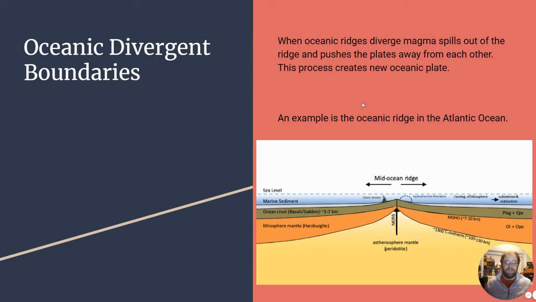Oceanic divergent boundaries are a little bit more common, and where they diverge, magma spills out of the ridge and pushes the plates further and further away from each other. And this process is basically just creating new oceanic plate. An example of this would be the oceanic ridge in the Atlantic Ocean. So in the middle of the Atlantic Ocean, there is this kind of like small mountain range under the ocean, and it's just spitting out lava slowly over time, pushing the boundaries further away from each other.